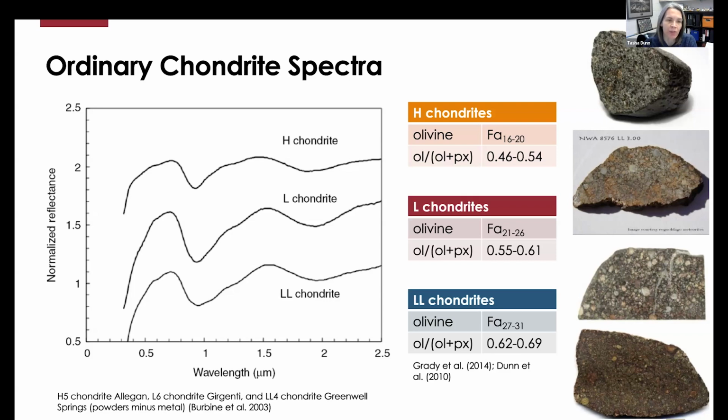And if you look at band 1, you'll see it's very asymmetric, and so that's most consistent with an actual olivine spectrum because it has so much olivine in it. The H chondrites, if you look at band 1, you'll see it's much more symmetric, and that's because pyroxene is absorbing more strongly in the H's and the L's. Next slide.